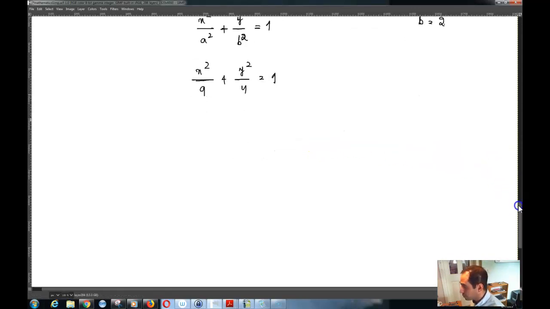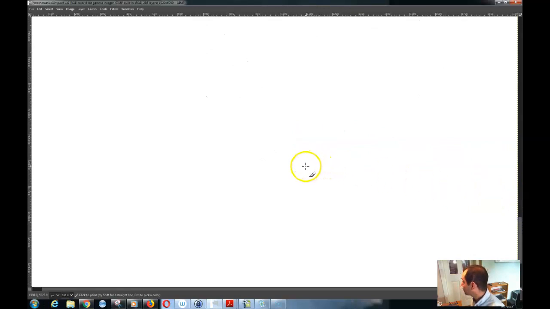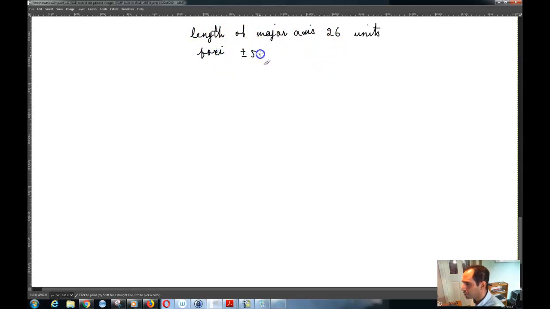Or another type of problem, for example, let's say that you have the length of the major axis is 26 units, and the foci are at plus or minus 5, comma 0.